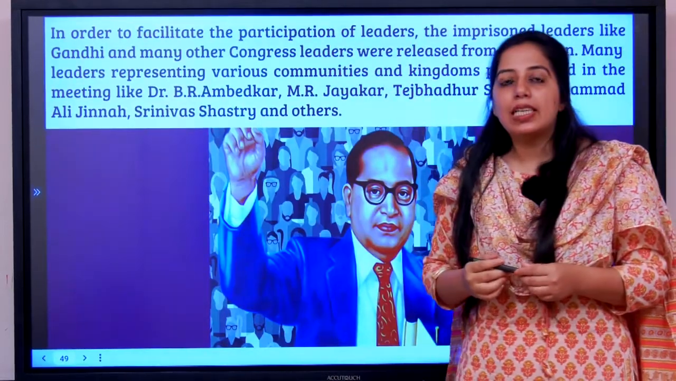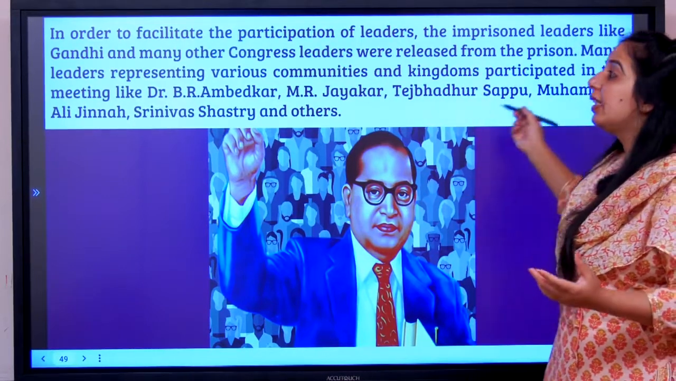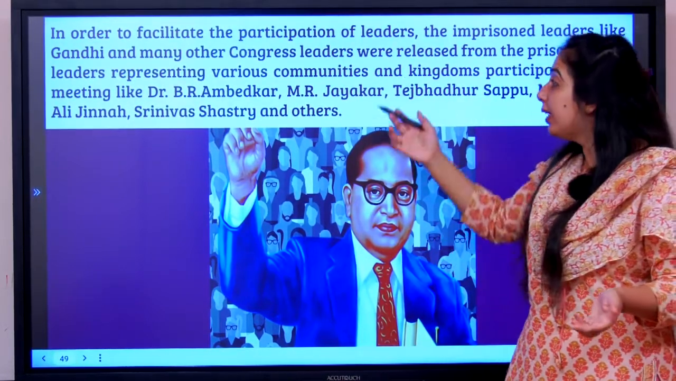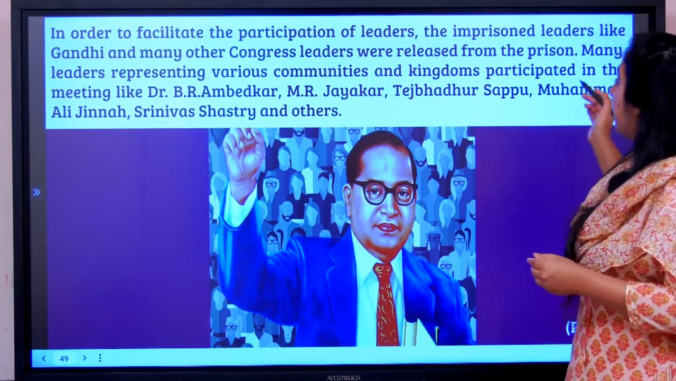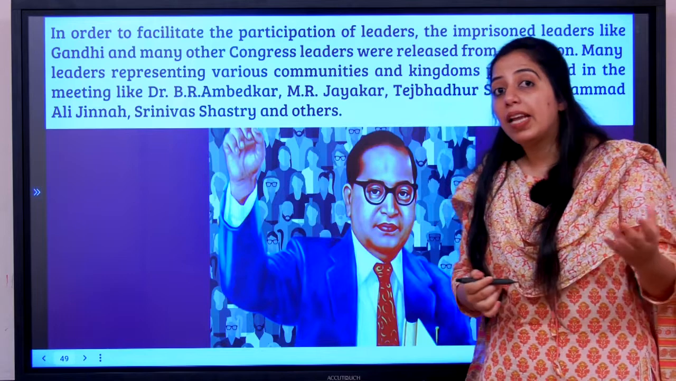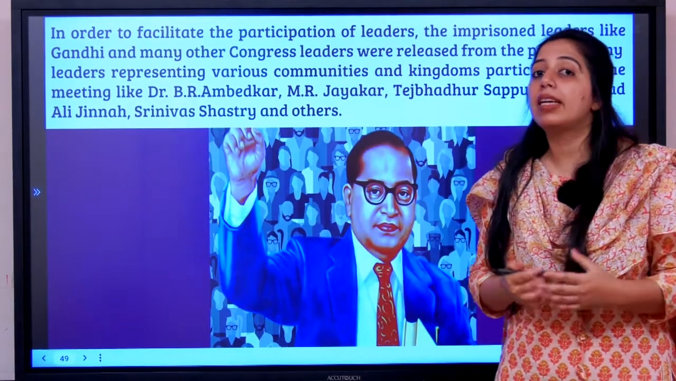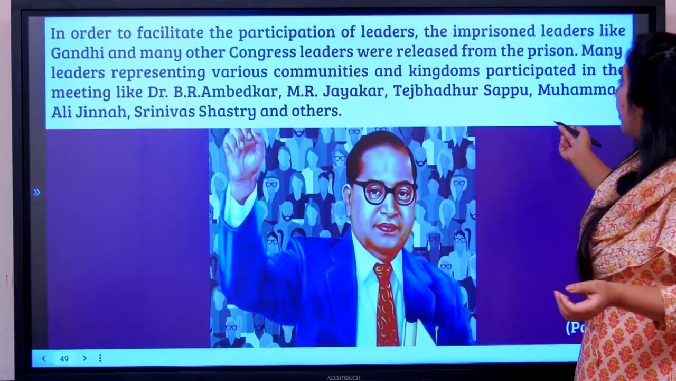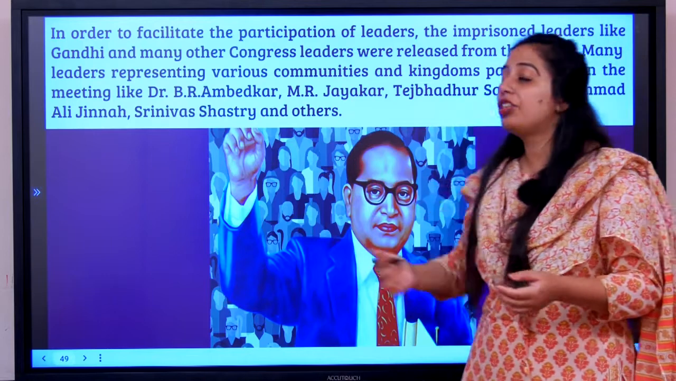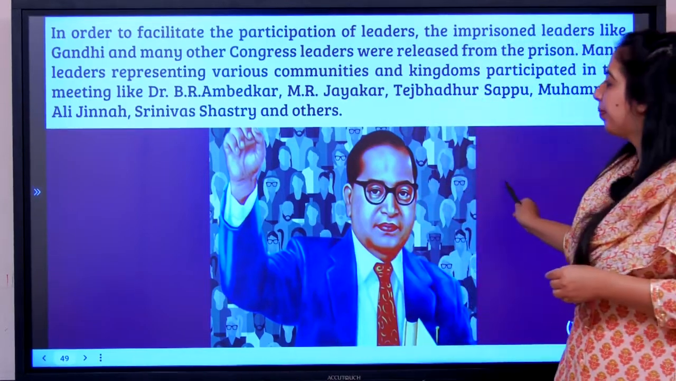In order to facilitate or encourage the participation of leaders, the imprisoned leaders like Gandhiji and many other Congress leaders were released from the prison. Many leaders representing various communities and kingdoms participated in the meeting, like Dr. B.R. Ambedkar, M.R. Jayakar, Tej Bahadur Sapru, Muhammad Ali Jinnah, Srinivasa Sastri and others.